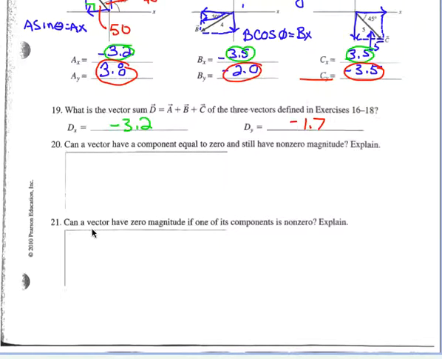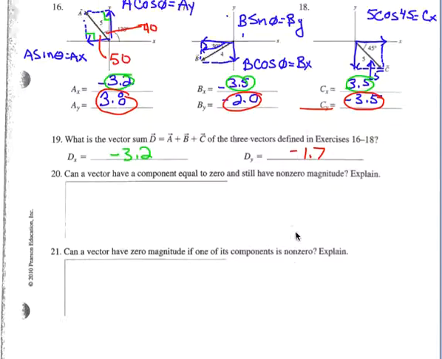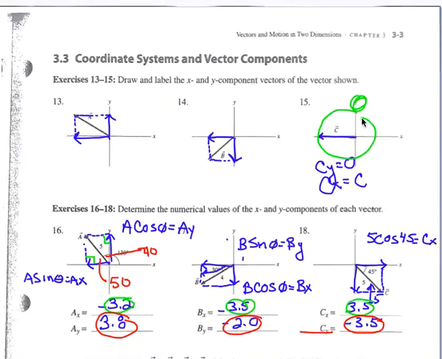The next one, can a vector have 0 magnitude if one of its components is non-zero? So if either one of these components has magnitude, then your vector is going to have magnitude. So that would be no.